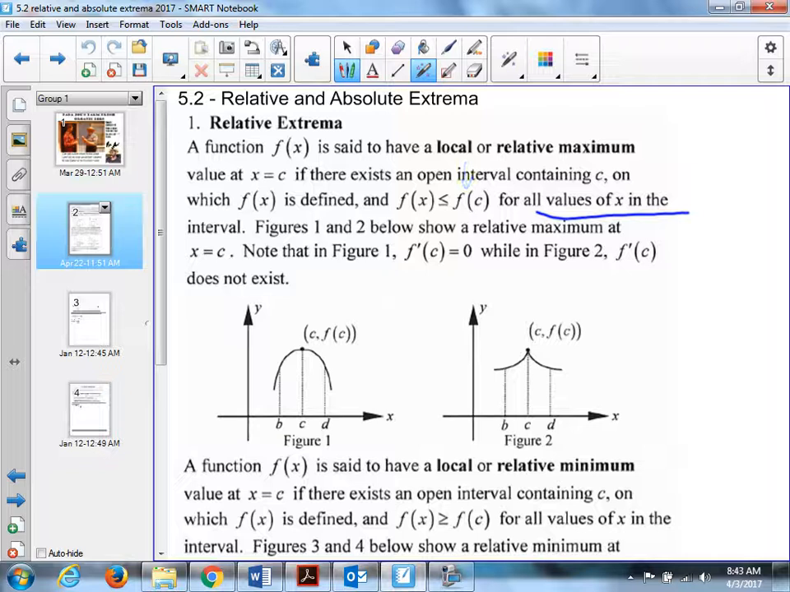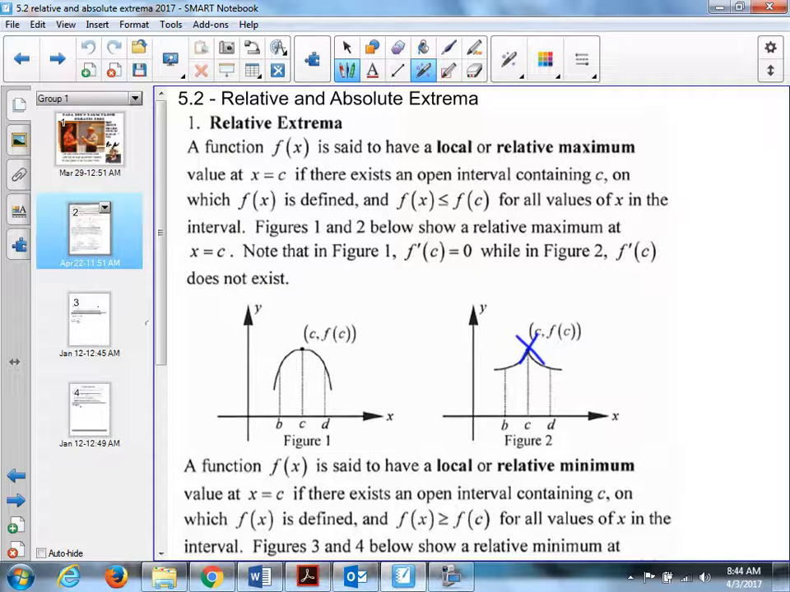Figures 1 and 2 show some relative maximums at x equals c. Okay, well, let's see here. This is quite obvious. This is a maximum value on this interval, right? And in figure 2, it's pretty easy too. Now, also note that the derivative at this point c here would equal 0. That's important. The derivative here doesn't exist because if you approach it from the left, you approach it from the right, you get two different values, right?